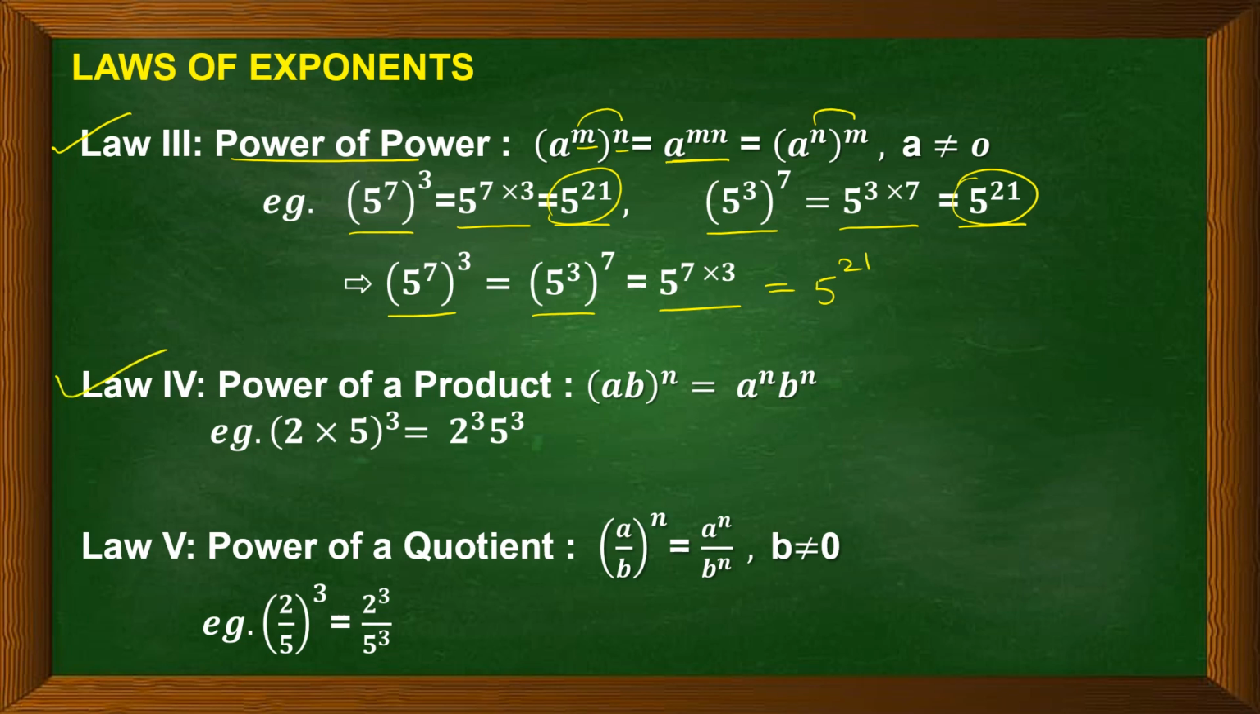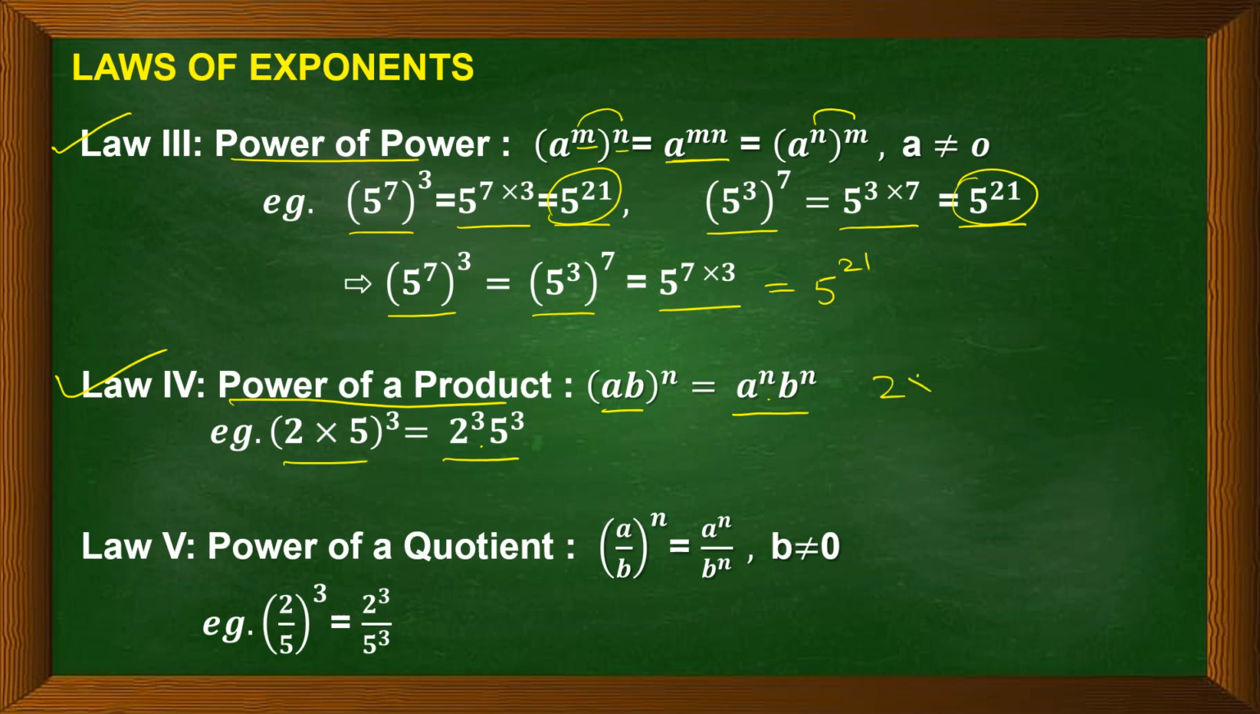Now the fourth law says power of a product. In this case we have the product of two real numbers raised to power n. So we can say n is distributed between a and b: a^n into b^n. For example, (2 into 5)^3. Now 3 is an integer, so it will be distributed between 2 and 5. So we can say 2^3 into 5^3.